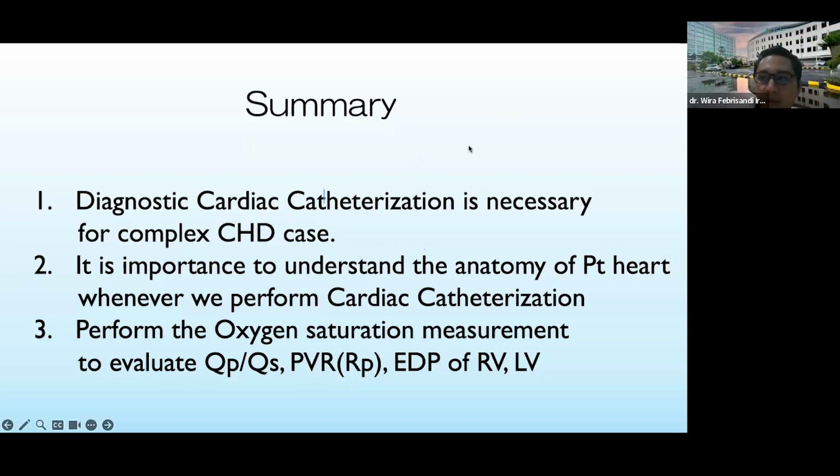Maybe Dr. Ueda would like to explore much more deeply about the QpQS. So we can change. Dr. Ueda is preparing to change the slide.